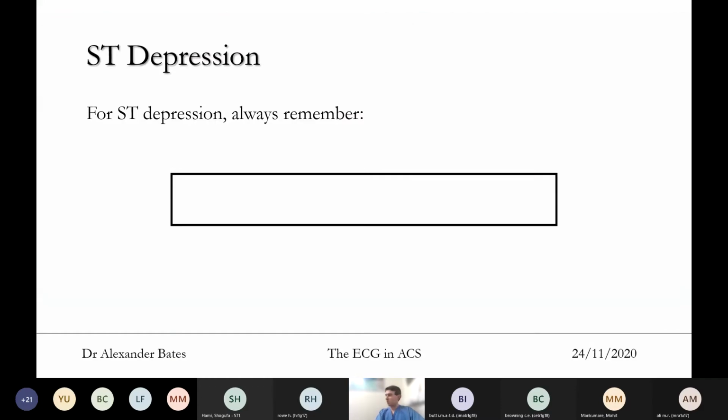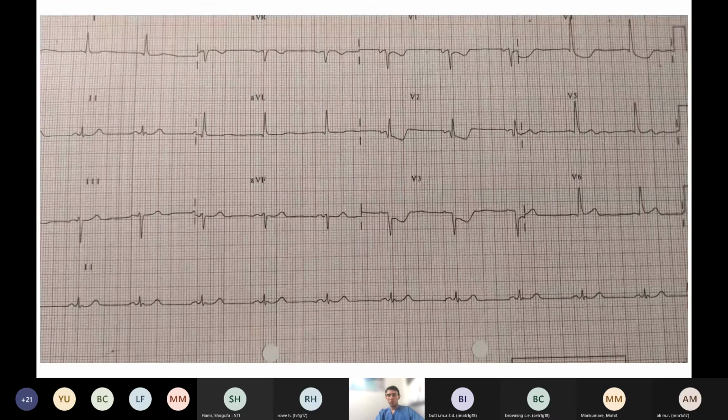Now, some of you may have looked at that ECG and been pulling your hair out, and the reason for that we'll come on to later. But for ST depression, you must always remember, could ST depression be reciprocal changes of a STEMI? So when you see ST depression in V2, V3, V4, have a think about what territory is involved, and why this ECG specifically is more concerning than if there was ST depression in a different territory. We'll come on to that in a bit.